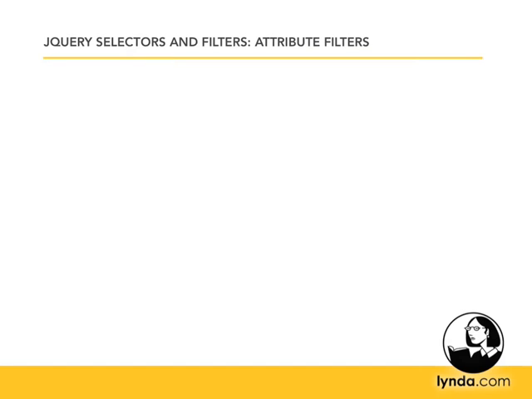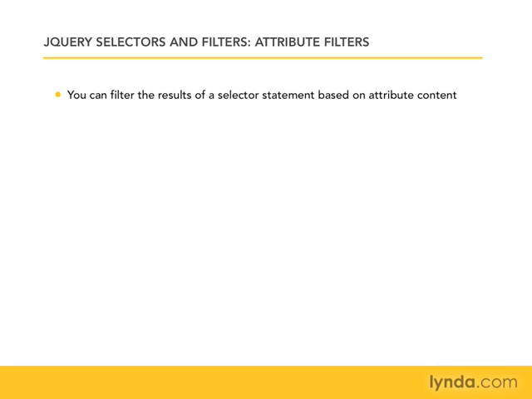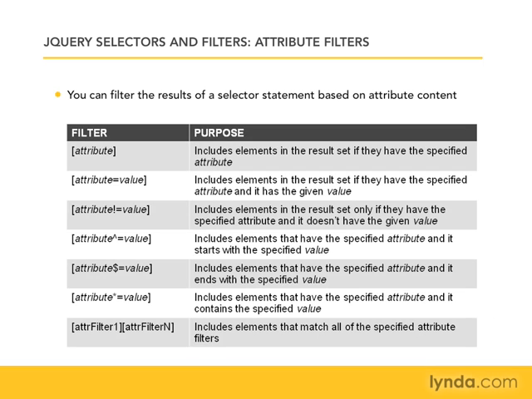Now that we've taken a look at some basic jQuery selectors and filters, let's get a little more advanced. We're going to look now at attribute filters. And attribute filters provide the ability to further filter out the results of a selector statement based upon attributes that are on the elements being selected.